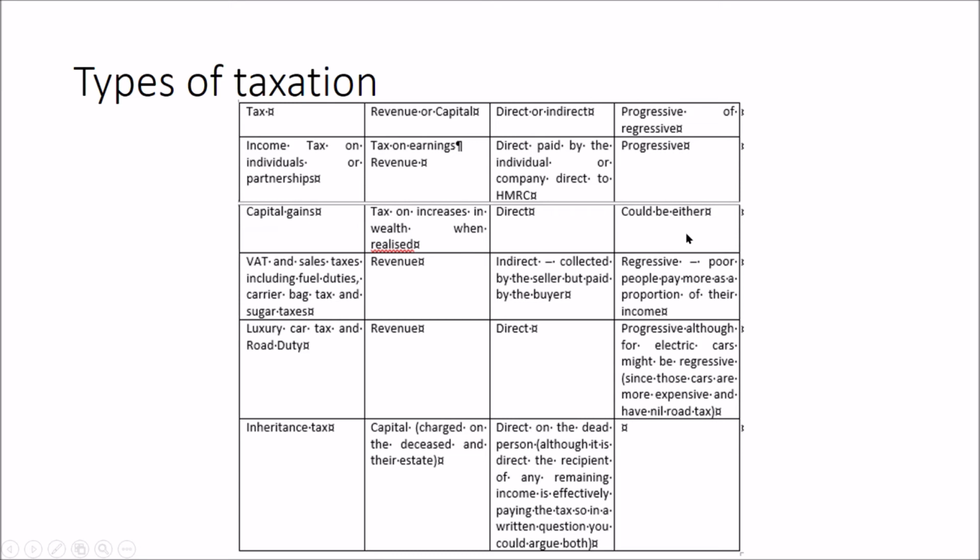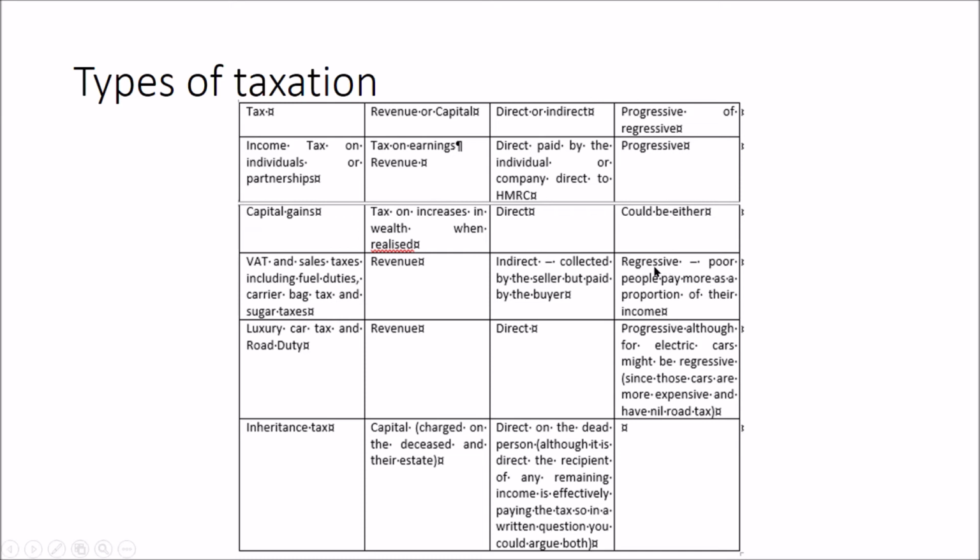Too complicated for VAT level 2, but it is questionable. VAT is on revenue, so it's revenue one. It's a sales tax, and that is indirect. So it's the only one in the list that's indirect. Collected by the company, so levied on the goods, collected by the company, paid over to HMRC, but really the buyer pays. It's a regressive tax.